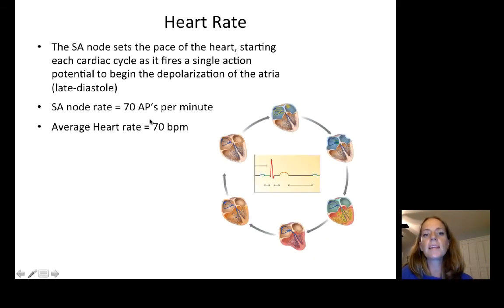The last bit is about heart rate. So the SA node sets the pace of the heart, starting each cardiac cycle as it fires a single action potential. This will begin the depolarization of the atria, and it's going to cause the heart rate at approximately 70 action potentials per minute. Those 70 action potentials will be directly, because of the gap junctions in the heart, directly relayed into 70 beats per minute.